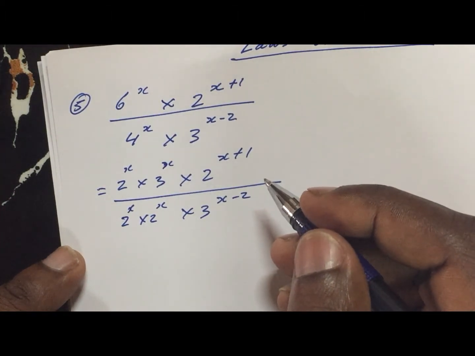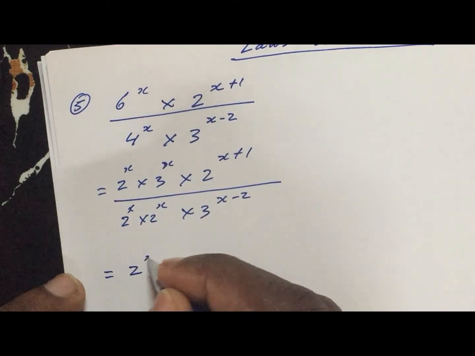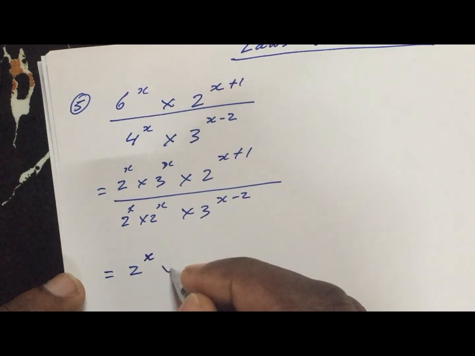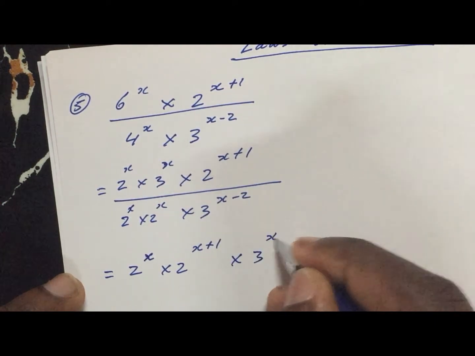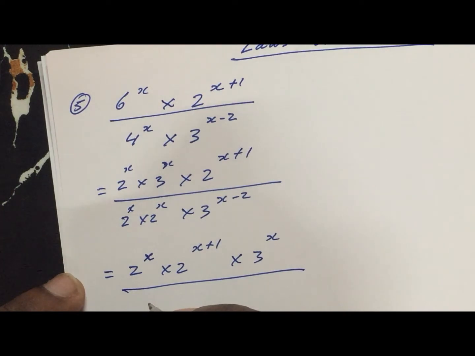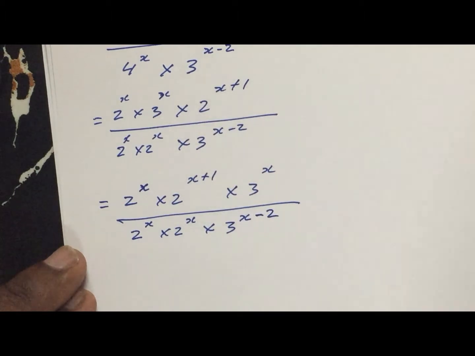Now what do we do? What is our next step? Our next step would basically be to group the like terms. So let's go. 2 to the x times 2 to the x plus 1 times 3 to the x, divided by what we have in here. We have 2 to the x times 2 to the x times 3 to the x minus 2. So we've grouped the like terms.